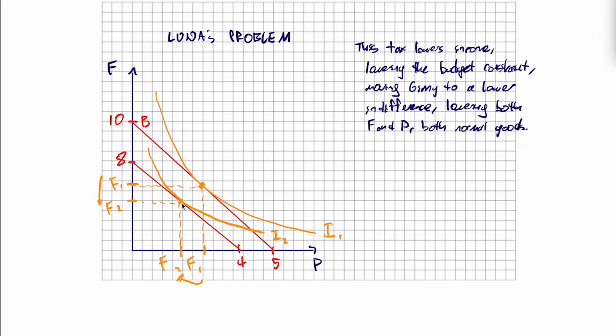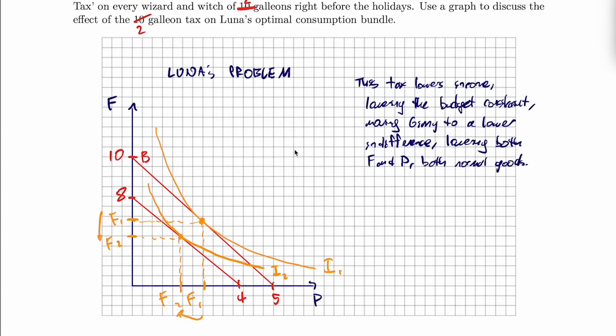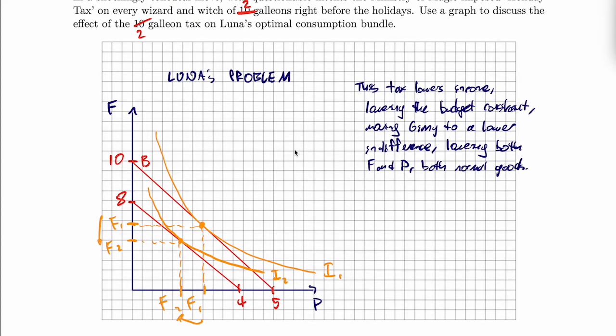So at this new budget, we have this point of tangency on a lower indifference curve, which shifts, I guess that should say P, the quantity of pasties and the quantity of chocolates in.